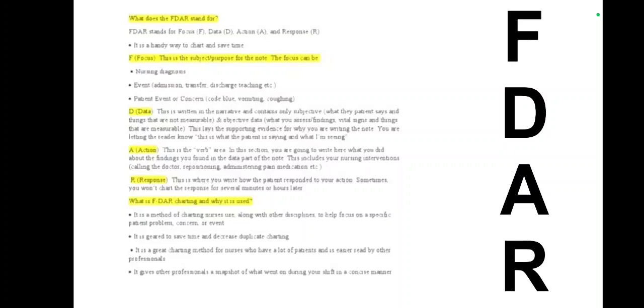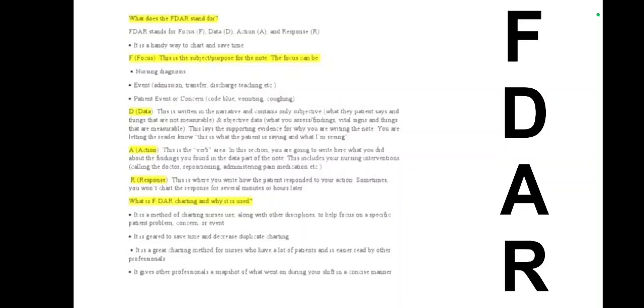So you are letting the reader know this is what the patient is saying and what I am seeing. For action, this is the verb area. In this section, you are going to write what you did about the findings you found in the data part of the note.